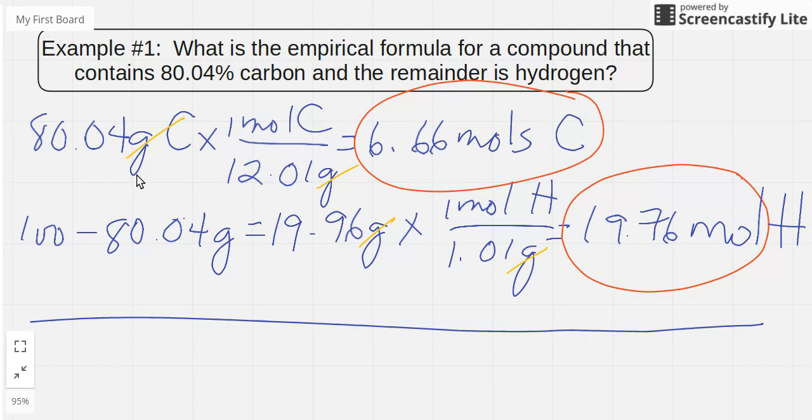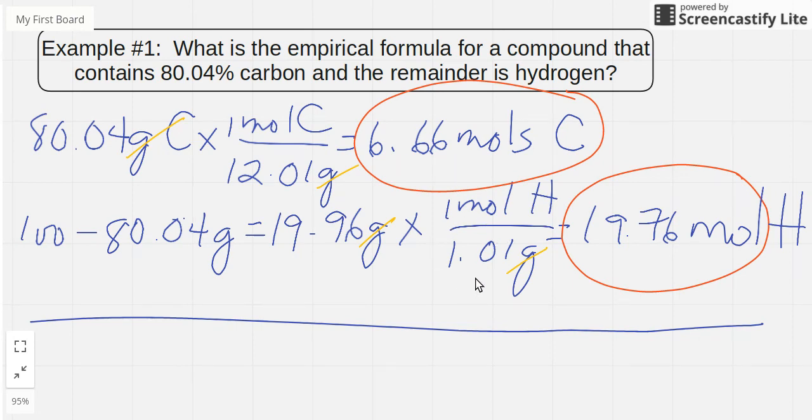And then the rest is hydrogen because we have to assume a 100 gram sample, so we need to subtract 80.04 from 100 to get the mass of hydrogen. So we have two masses, 80.04 grams carbon and 19.96 grams of hydrogen. What do we do next? Second step is we need to divide by the molar mass of each element from the periodic table. Let's start with carbon, because the molar mass of carbon is 12.01, so we divide by that value. And then we get 6.66 moles of carbon.